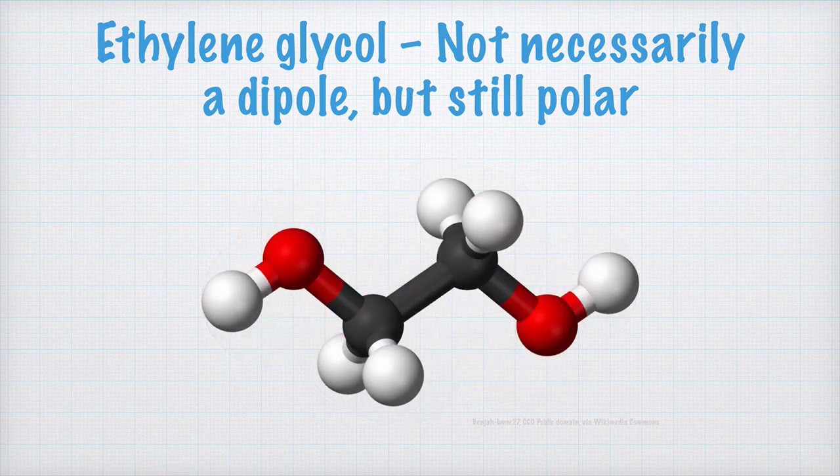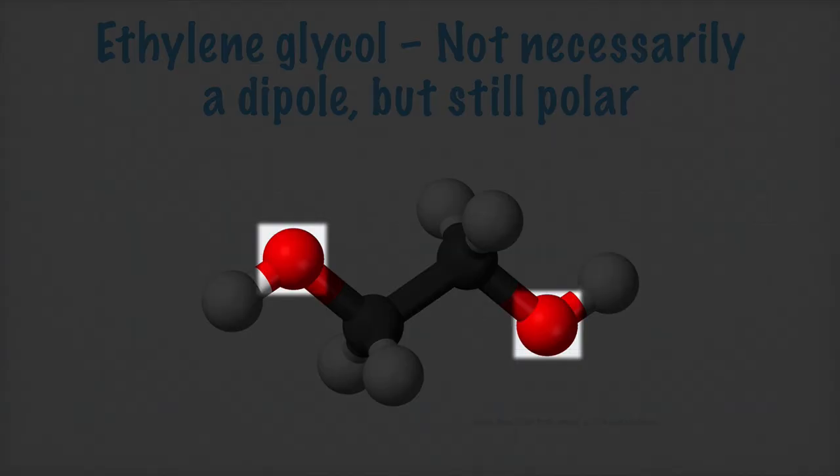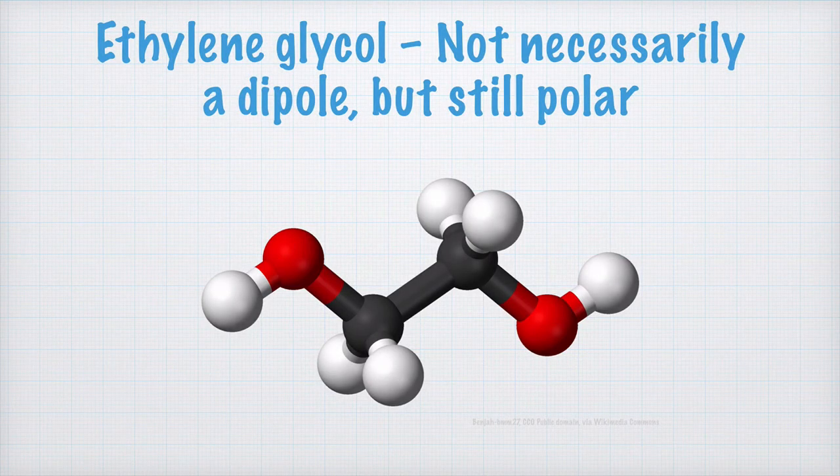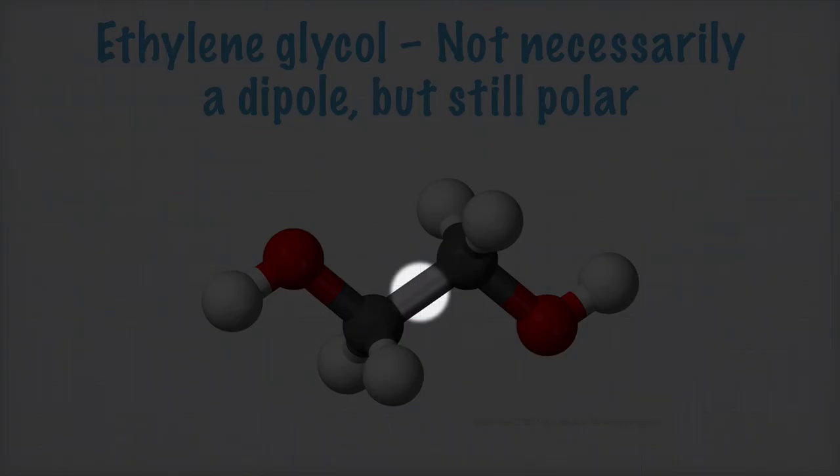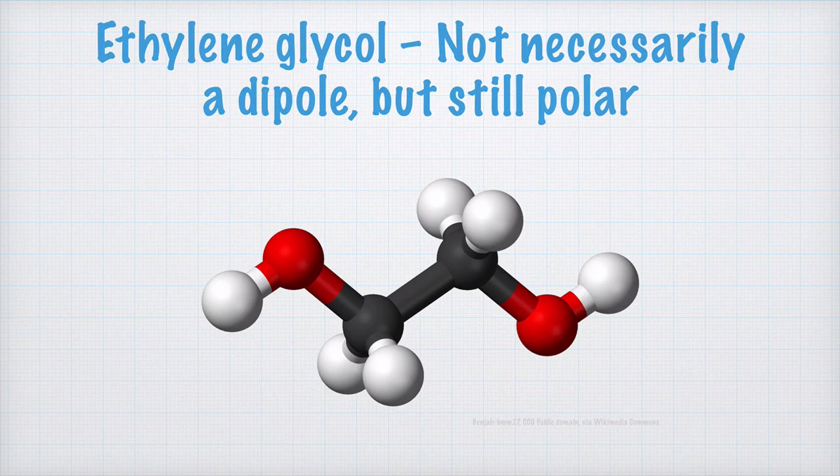In this model, you can see that the oxygen atoms that are strongly electronegative, they pull equally on the electrons but in opposite directions. This means that actually the ethylene glycol molecule in this configuration is not a dipole, because the sum of the negative and the positive charges coincide exactly with the center of the molecule. But still, the ethylene glycol molecule is polar.